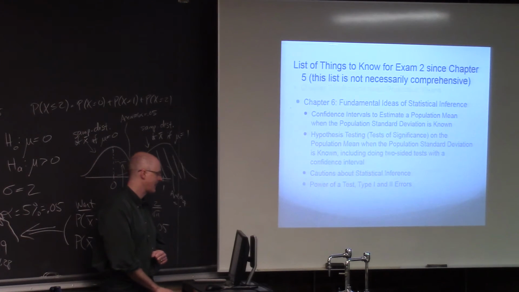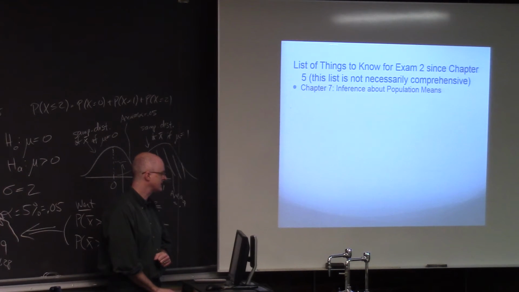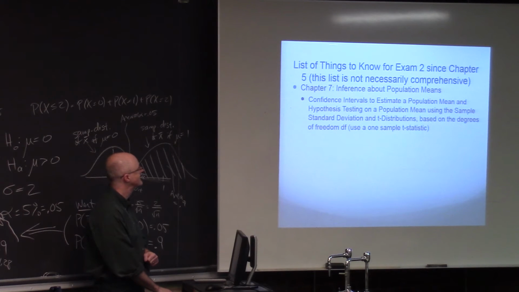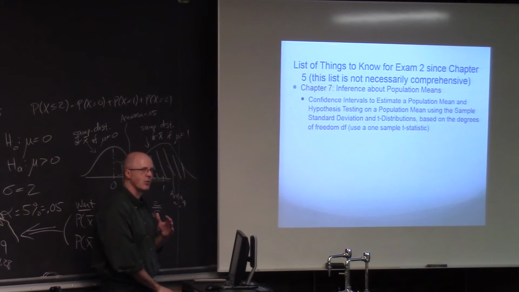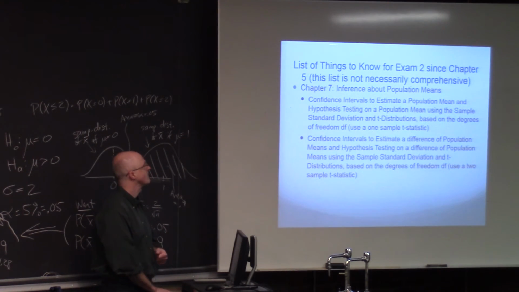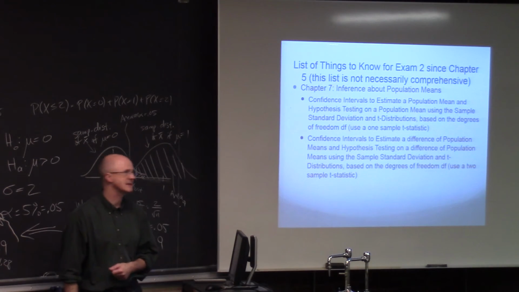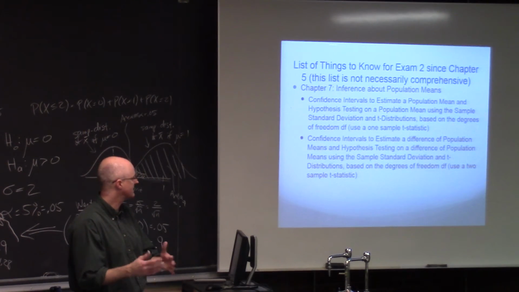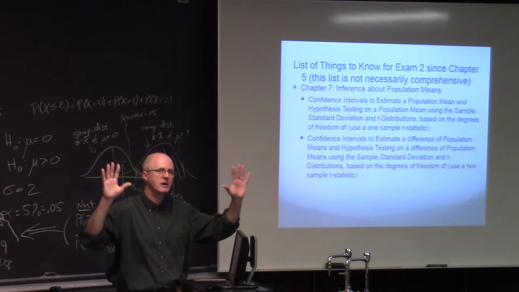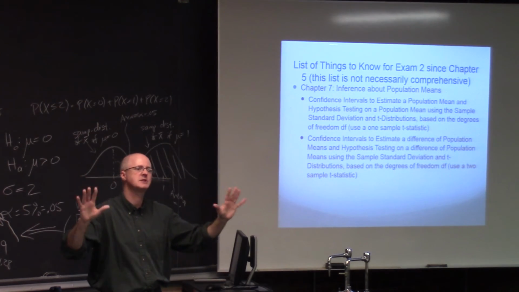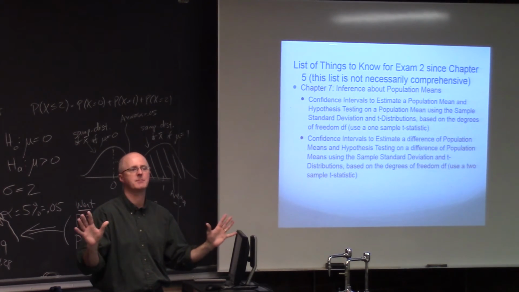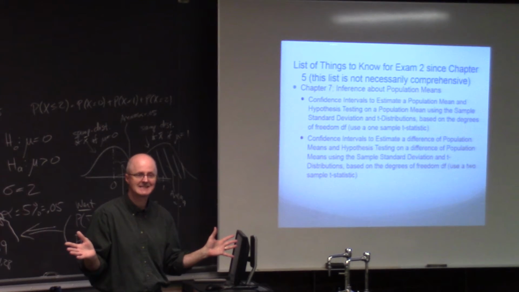We did that. Chapter 7, more realistic inference about population means: confidence intervals and hypothesis testing for one population mean based on one random sample, the one-sample t-statistic, or confidence intervals and hypothesis testing for comparing two means from two populations based on two independent samples, possibly of different sample sizes.